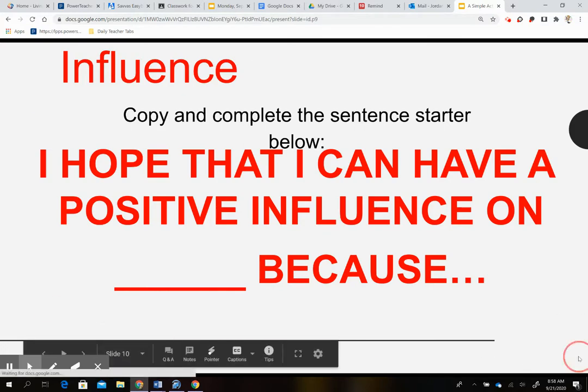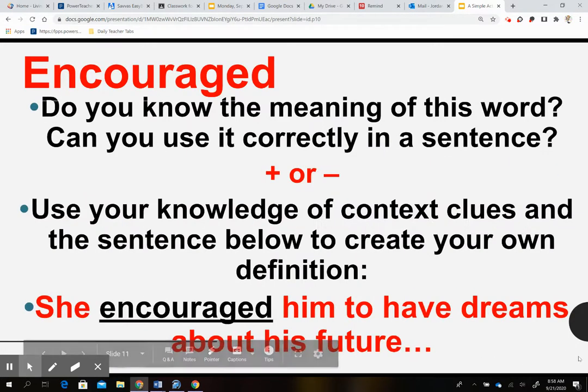All right, let's move on. Encouraged. Do you know what encouraged means? Plus sign if you do, minus sign if you do not. She encouraged him to have dreams about his future. So what do you think the word encouraged means?